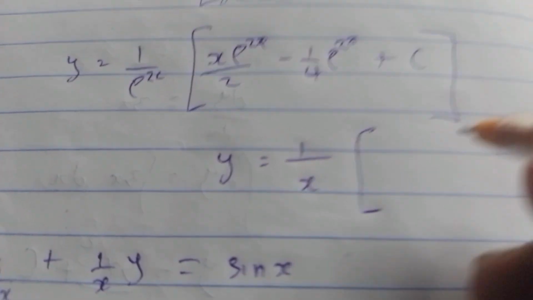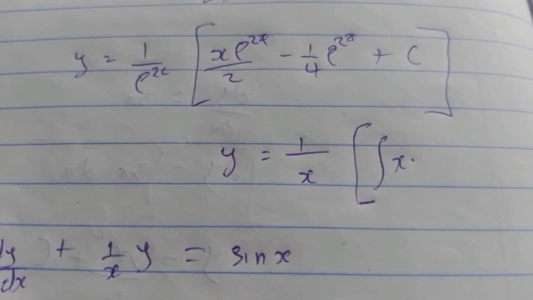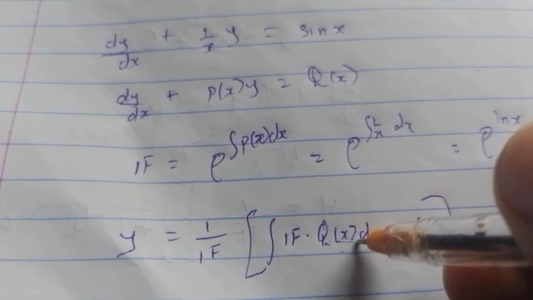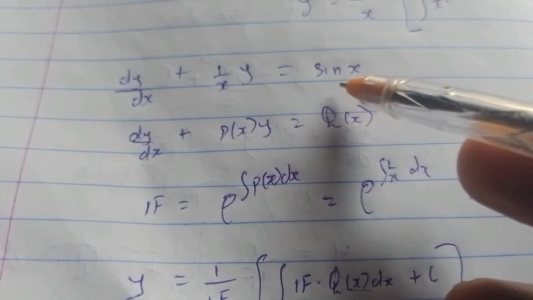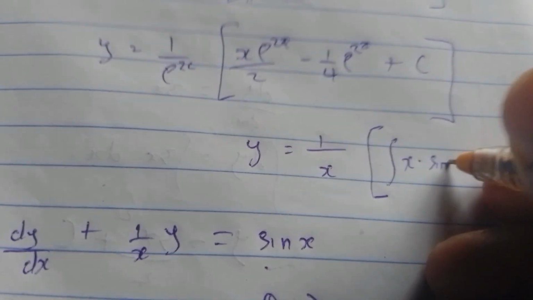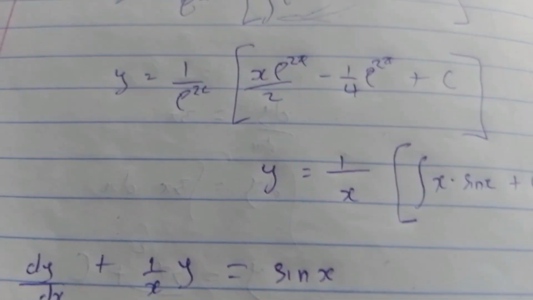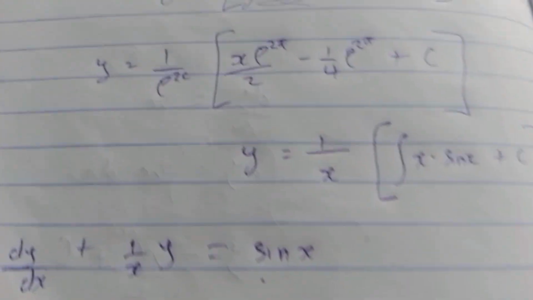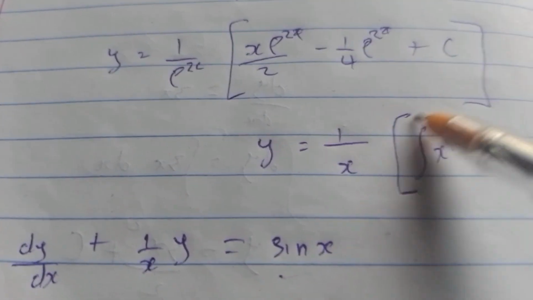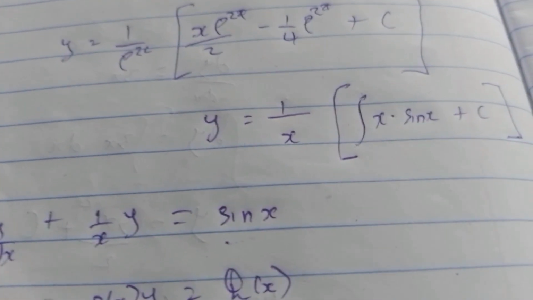Into brackets, the integral of the integrating factor x dx times our q of x, which in this case is sine x. So we're going to put sine x here plus c. So we're just going to use our integration by parts again to compute this integral. Then we find our y.